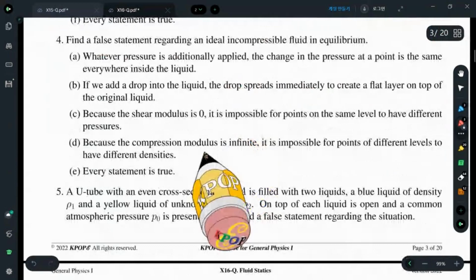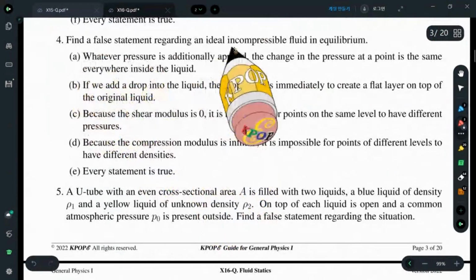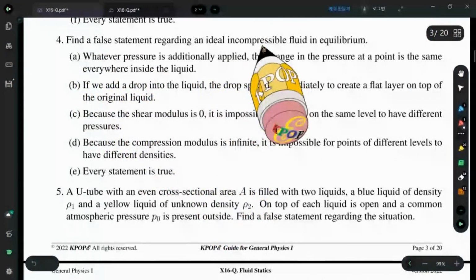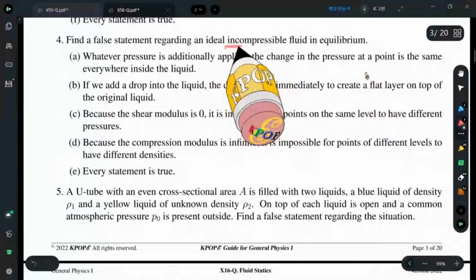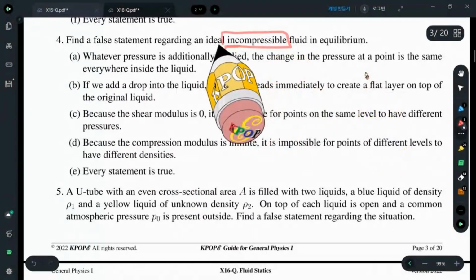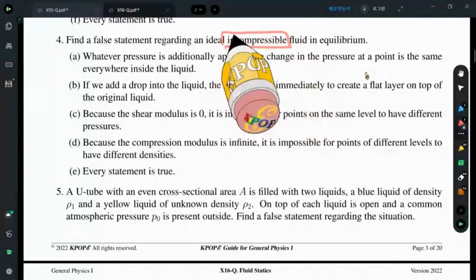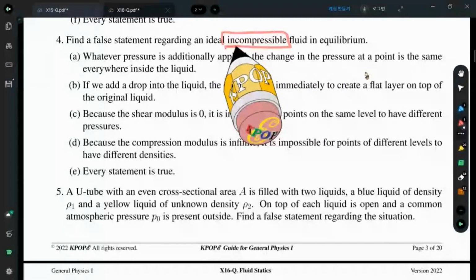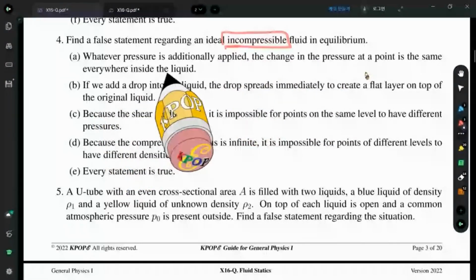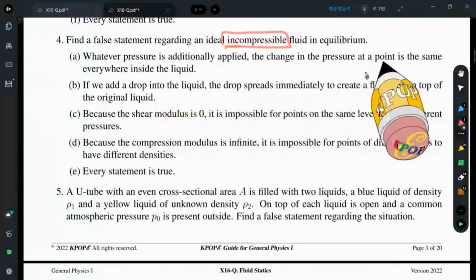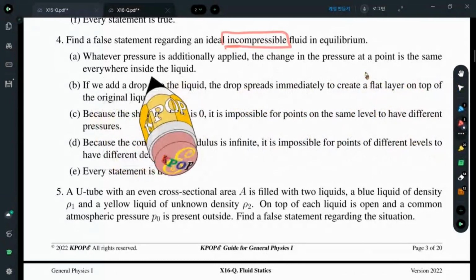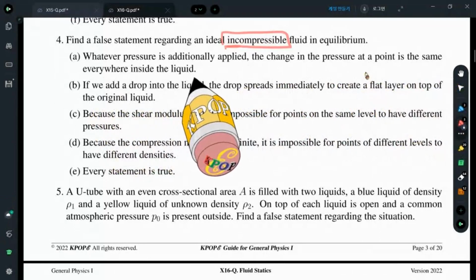Number 4, first statement regarding the ideal incompressible fluid. Incompressible. For example, gas is compressible. Gas is not an ideal fluid in the sense that it is incompressible. Whatever pressure is additionally applied, the change in the pressure at a point is the same everywhere inside the liquid.